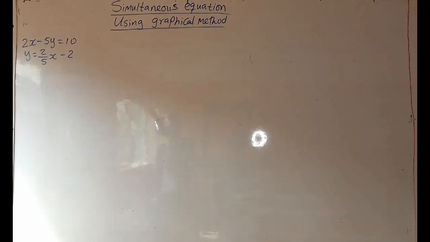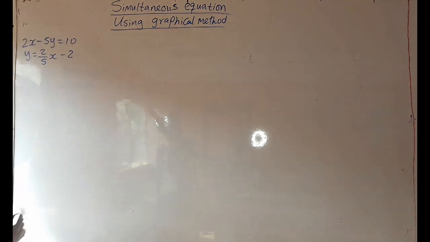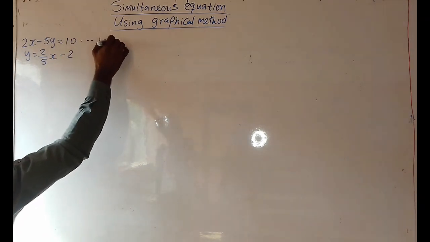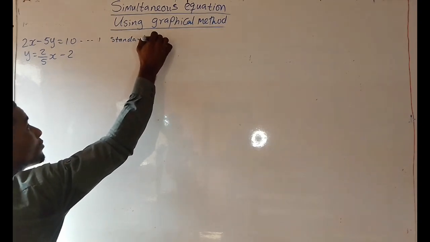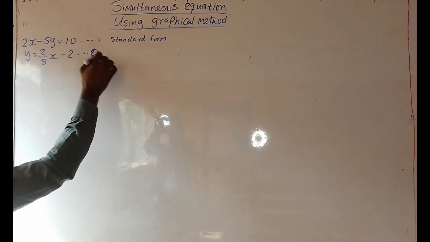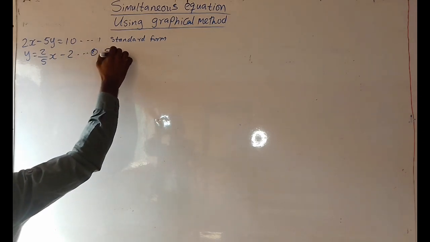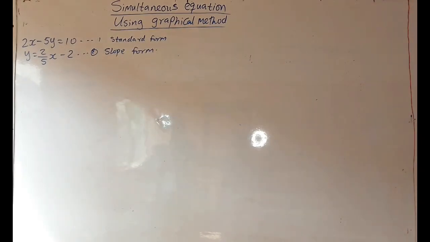Alright, so our next example is 2x minus 5y equals to 10 and y equals to 2 over 5x minus 2. Now, this is another simultaneous equation. Taking a look at this, the first equation, equation 1, is in standard form. The second equation, equation 2, is in slope-intercept form.